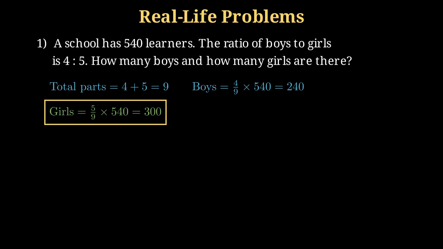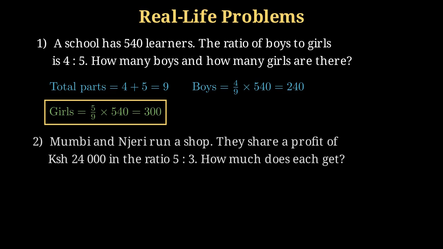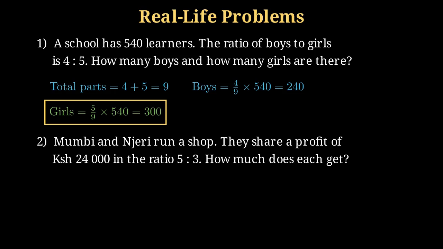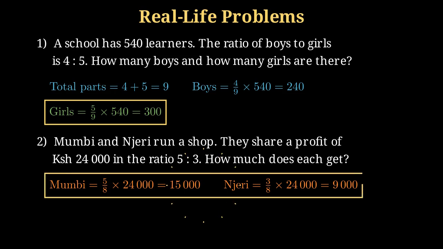It checks. Problem 2. Mumbi and Njeri run a shop together. Mumbi invested more, so they share a profit of 24,000 shillings in the ratio 5 to 3. How much does each partner get? Total parts, 5 plus 3, 8. 24,000 divided by 8 is 3,000 per part. Mumbi, 5 parts, 15,000 shillings. Njeri, 3 parts, 9,000. Together, 24,000. Exactly how real business partners split profit.